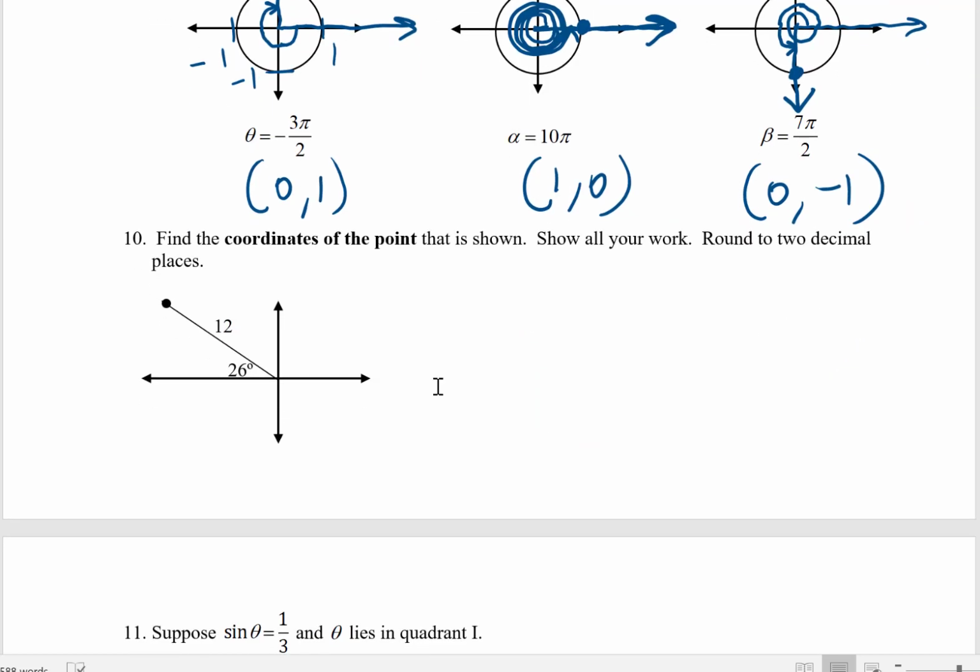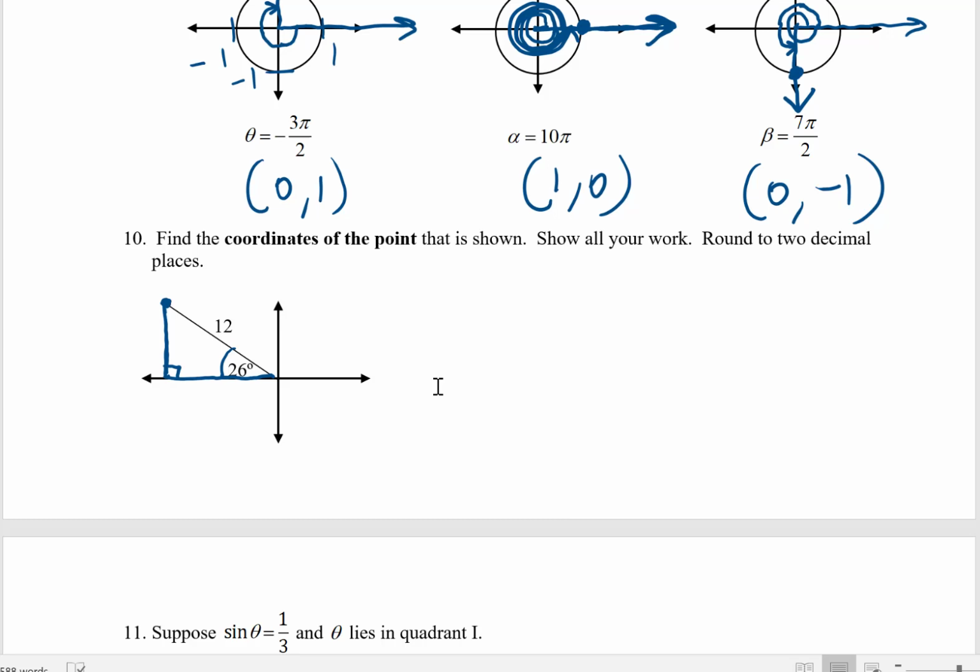And then number 10 is interesting. I've been given a point here in the second quadrant. I've been told the distance from the origin to that point is 12, so there's my R. And I've been given the reference angle here is 26 degrees. I want to find the coordinates of the point. Now I can visualize that by dropping the perpendicular.